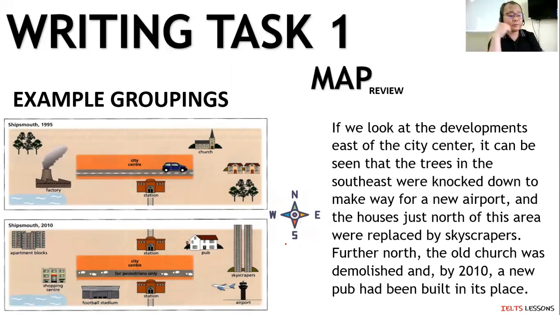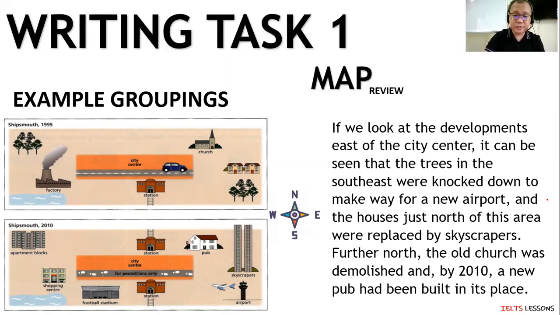Fuang, can you read the example for paragraph 1? If we look at the developments east of the city center, it can be seen that the trees in the southeast were knocked down to make way for a new airport, and the houses just north of this area were replaced by skyscrapers. For the north, the old church was demolished, and by 2010, a new pub had been built in its place.